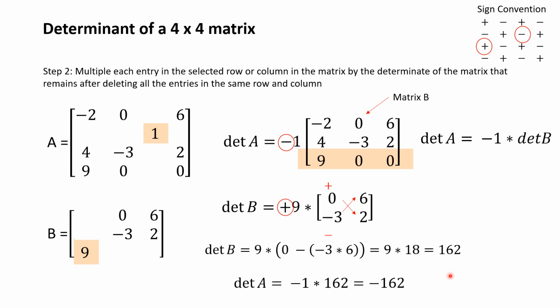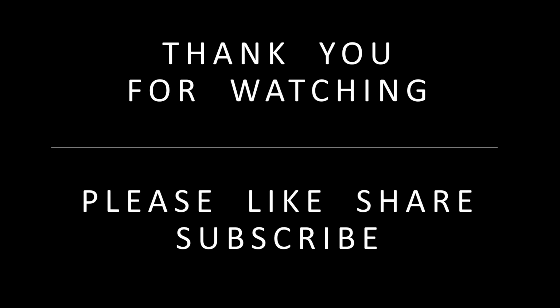And because determinant A is equal to negative 1 times determinant B, which we calculated as 162, the determinant of this matrix A is equal to negative 162. And that's our final answer.